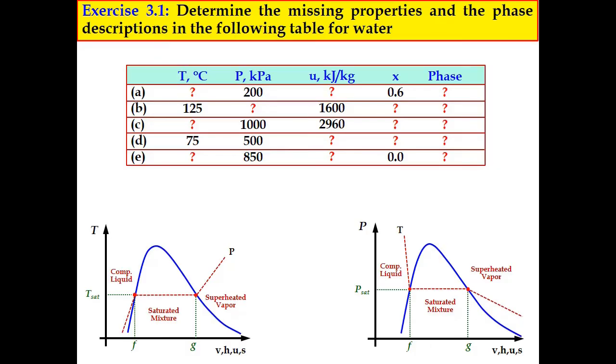Now this is your exercise 3.1. Determine the missing properties and the phase description in the following table for water. In terms of tables, you need to refer to the tables for water, and fill in the data in the table. For example, for question A, you need to determine the temperature, internal energy, and also the phase. You need to use the principle or method that I explained in the previous slide in order to determine the missing properties in the table.